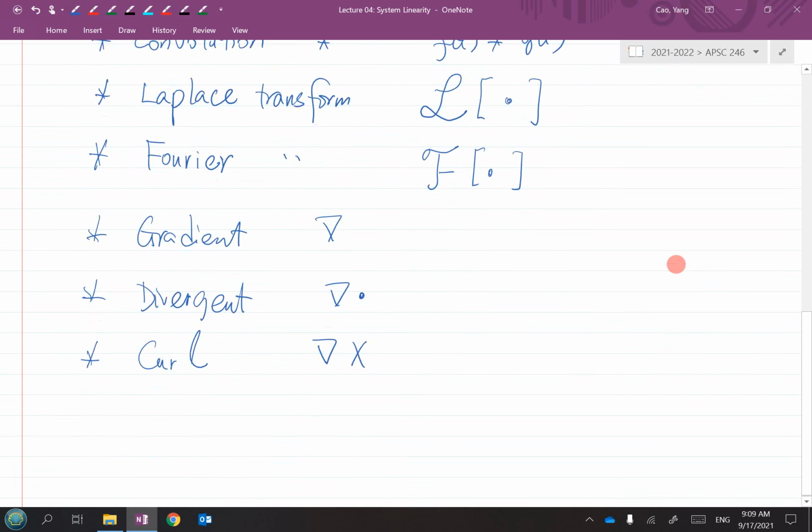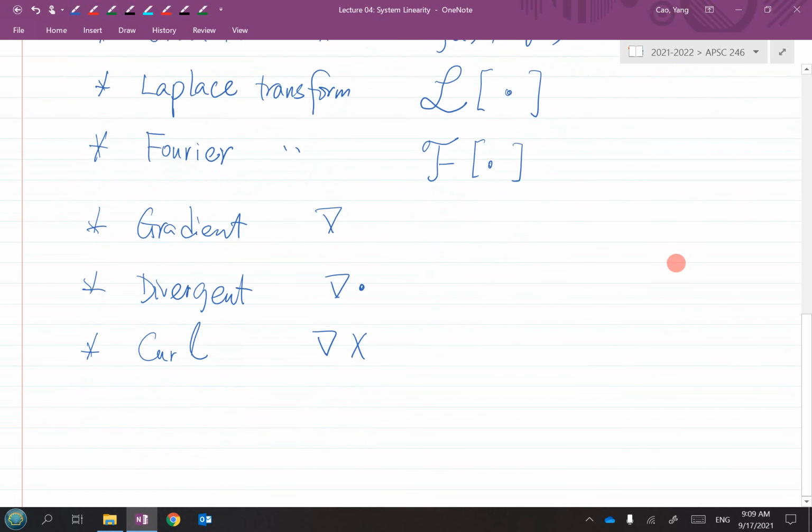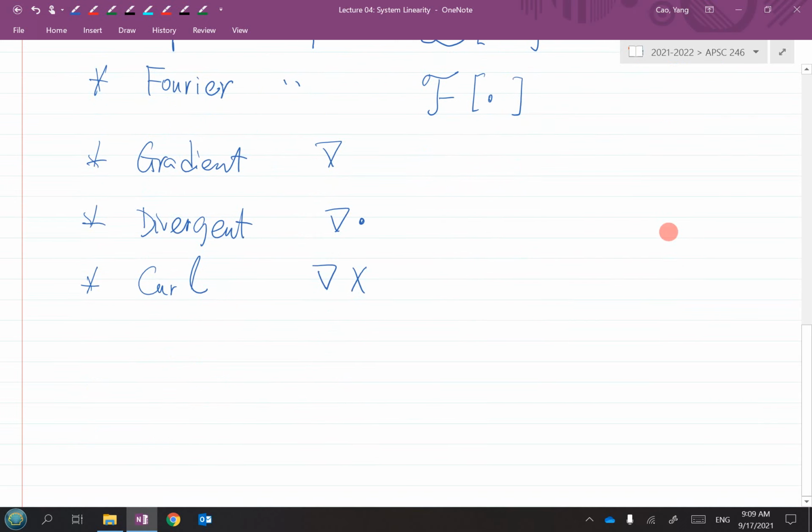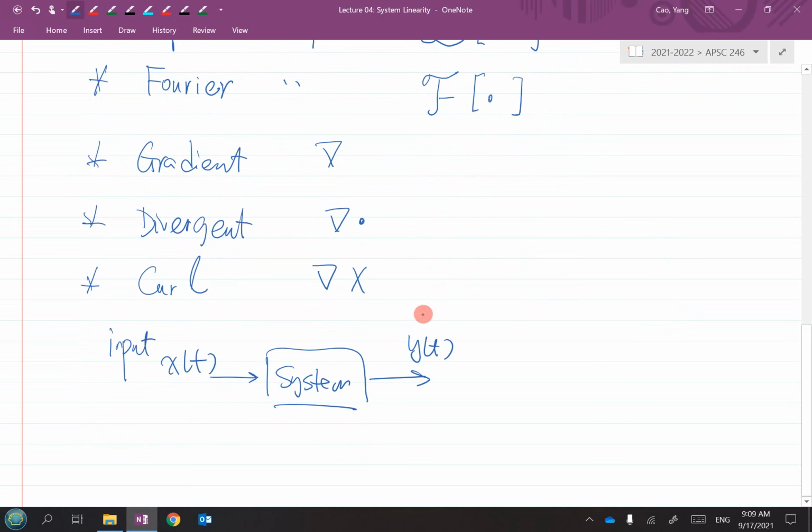And of course, you could have many other. This is our very specific. Definitely can have many, many other examples, right? So in summary, when you have a system and you give an input, sometimes I use F, some use the X. Just bear with me. That's fine. And then you have an output. That's a general description of a system.